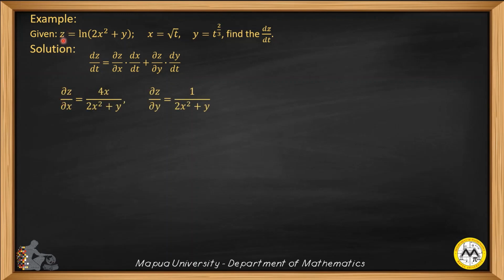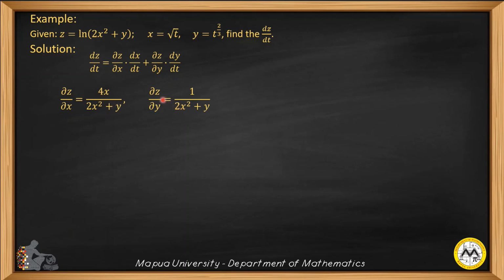Then, with z equal to the natural log of 2x squared plus y, its partial derivative with respect to x would be, okay, recall, the derivative of ln u is du/dx divided by u. So we have there 1 divided by 2x squared plus y, and in the numerator is the partial derivative of 2x squared plus y with respect to x, which is just equal to 4x.